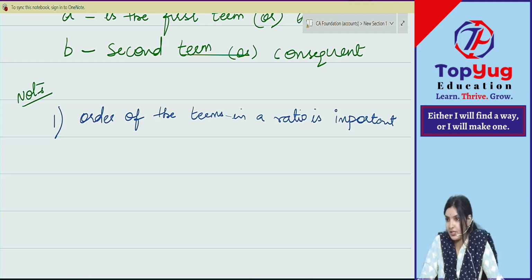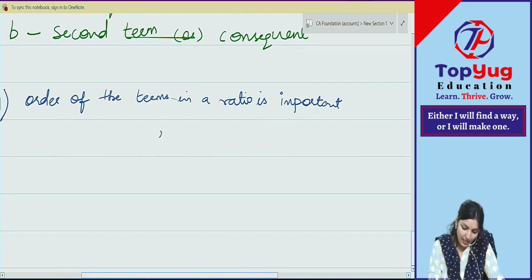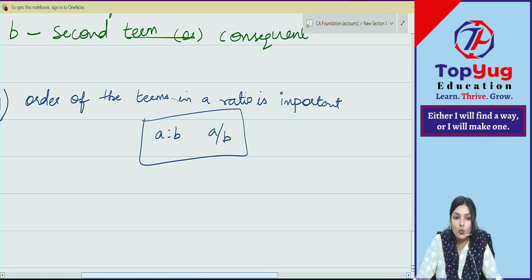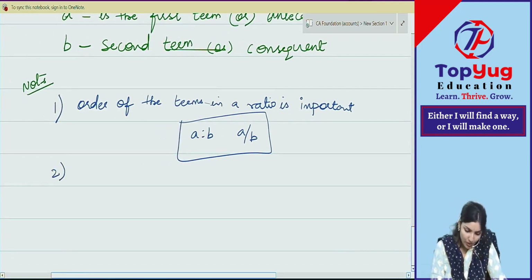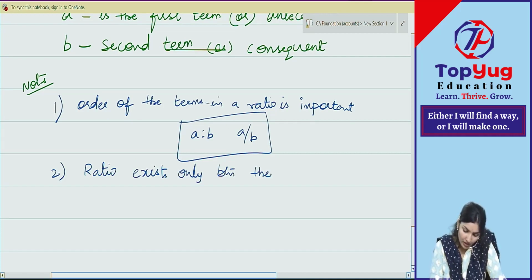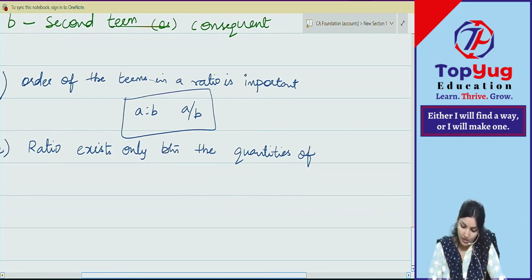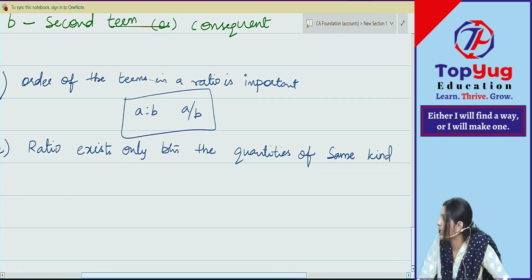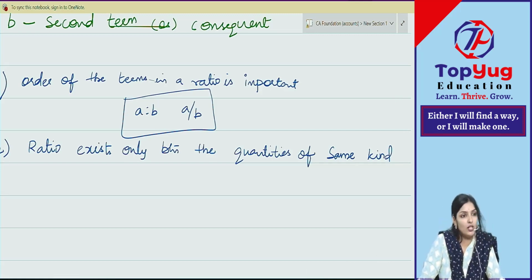So what order it is? Like we are having some A is to B order. So order is important. You cannot write whatever you want. Compulsorily it has to be in order of A is to B. That is note 1. Second note is ratio exists only between the quantities of same kind. Like I have given an example that you cannot compare water with fire. So ratio exists only if the quantities of same kind are available.